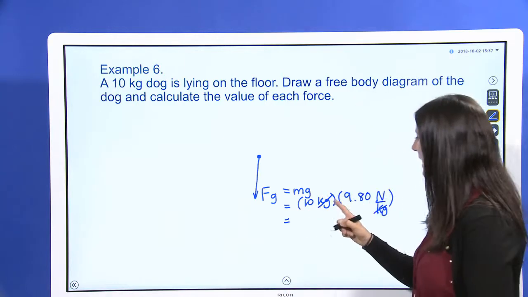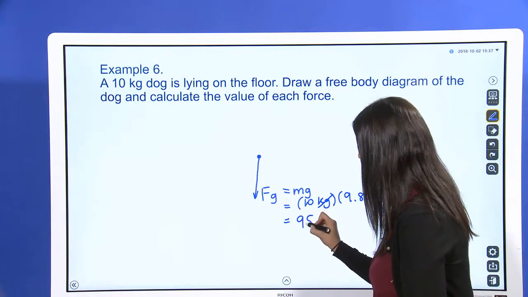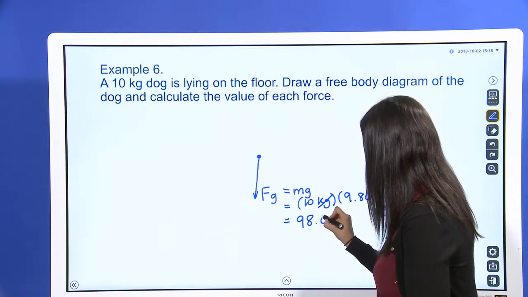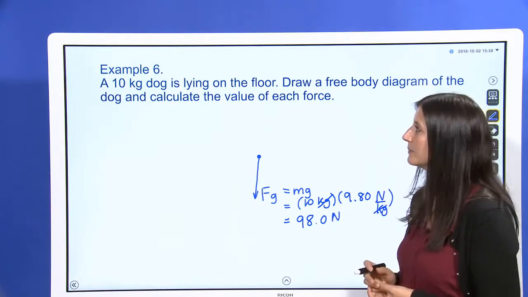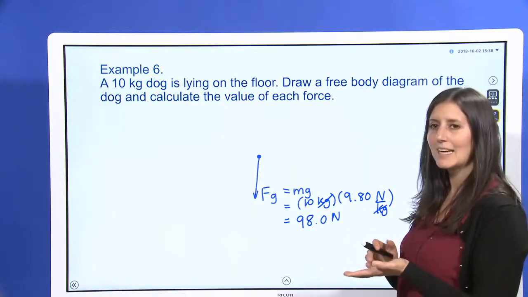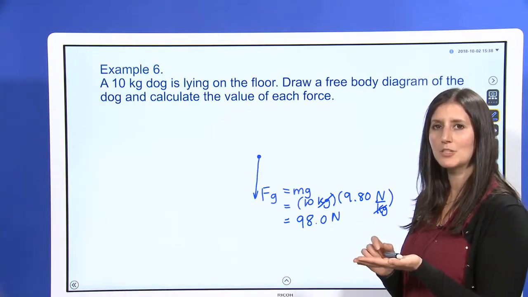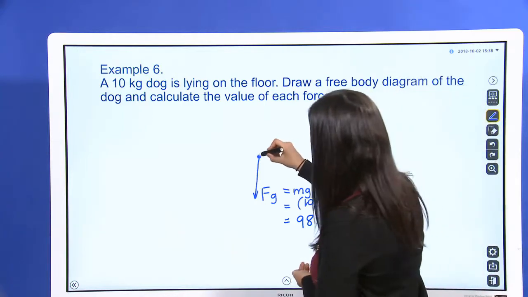So when I multiply 10 times 9.80, I get 98.0 newtons. Okay, so that's my force of gravity. But my dog is lying on the floor. The dog is on a surface, and anytime there's a surface, there's always going to be a normal force. So let's draw that.